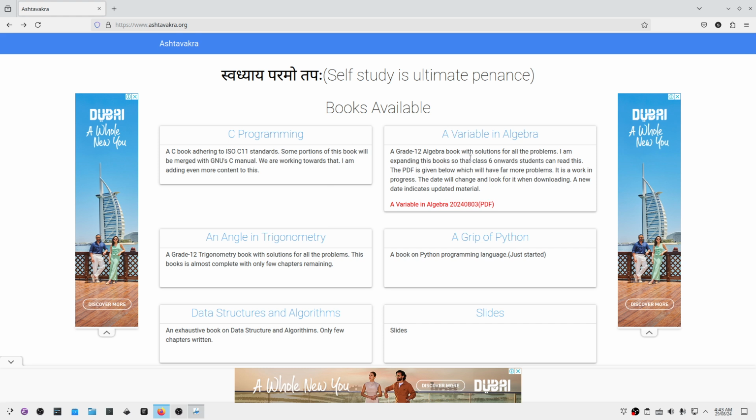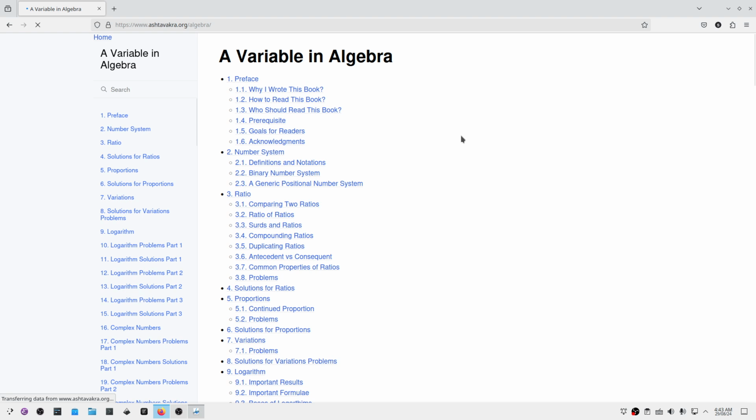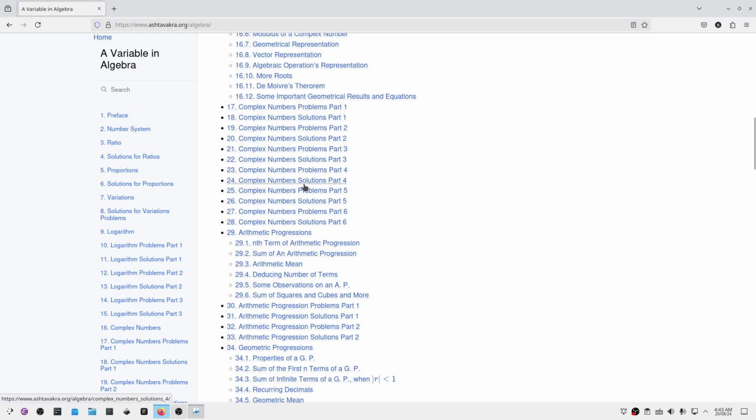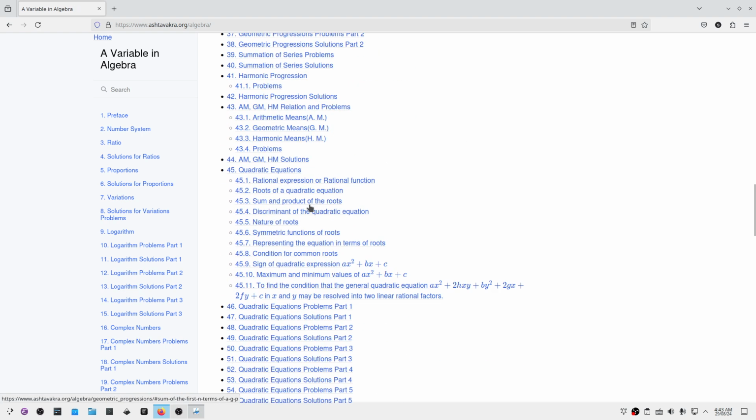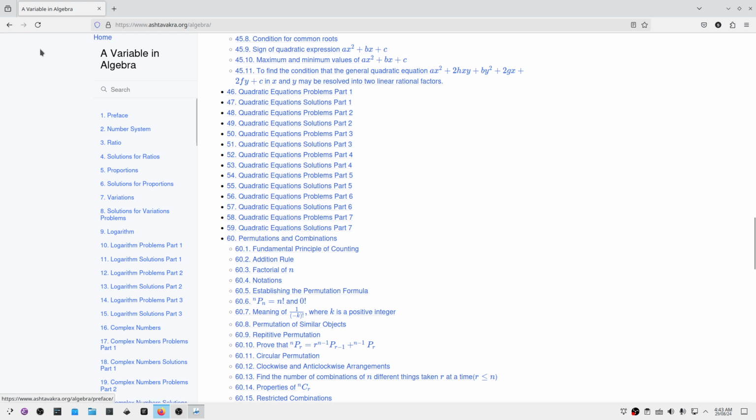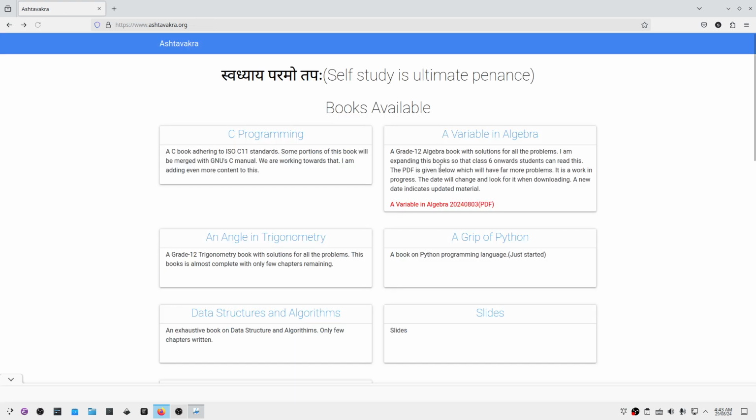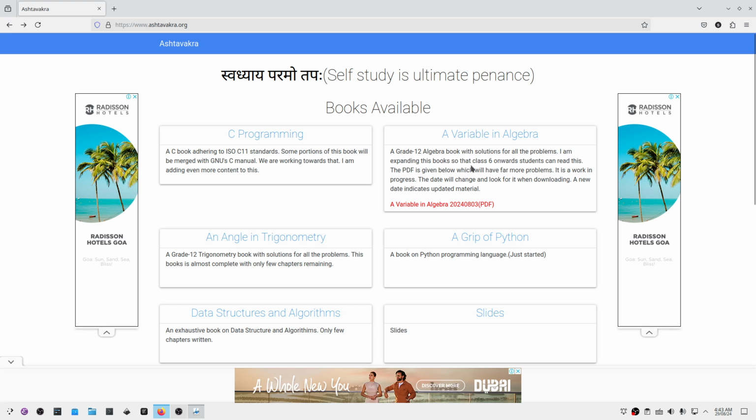So, HTML has problems with math. I have to split the problems into different parts. As you can see, if you click this link, there are lots of parts. Complex numbers is in 6 parts and quadratic equation is 7 parts. So I have decided to convert this into a PDF book.